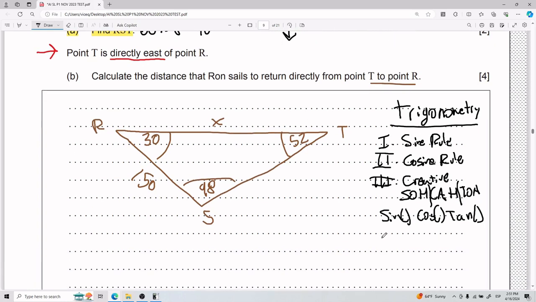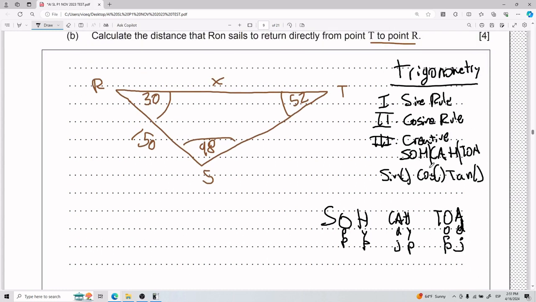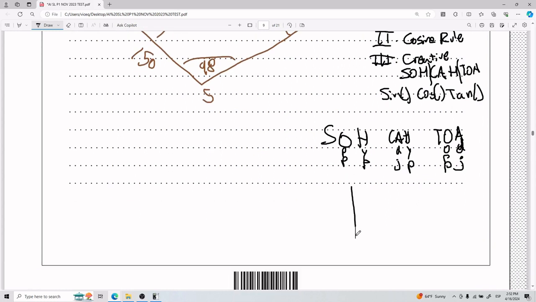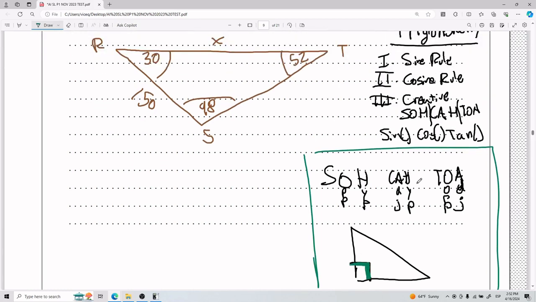And when I say SO, just to clarify in case anyone's confused, SO is opposite over hypotenuse, CAH is adjacent over hypotenuse, and TOA is opposite over adjacent, okay? I'm not going to go into this because in this video, we're not going to use SOHCAHTOA, but please remember that SOHCAHTOA is only for right-angled triangles. If it's not right-angled, you can't use SOHCAHTOA. Only use SOHCAHTOA if you have a right-angled triangle. Very, very important. Please don't forget it.